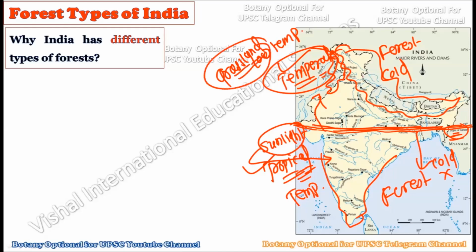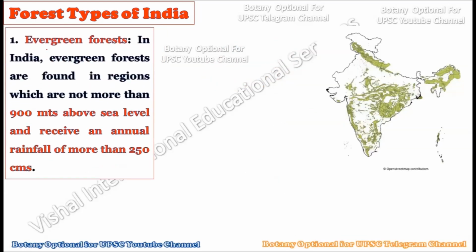Then in northern India also we have some different subtypes of forest, depending on the variation in temperature and rainfall within northern India itself. So here you should understand, in southern India you will find different types of forest, and in northern India you will find different types of forest. Why? Because of the geographical location. Now consider the evergreen forest. The very first type of forest is the evergreen forest.